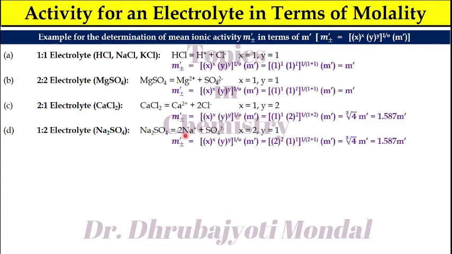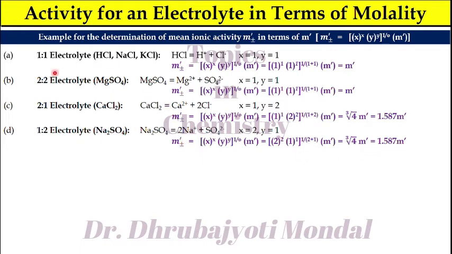Na2SO4 produces 2 Na+ and SO4 2-. So here you can see x, the number of cations, is equal to 2, and y, the number of anions, is equal to 1. So you can write m'± equals (2^2 × 1^1)^(1/(2+1)) × m', that is equal to the cube root of 4 times m', which is 1.587 m'. So for a 1:2 electrolyte, the mean ionic molality m'± equals 1.587 m'.